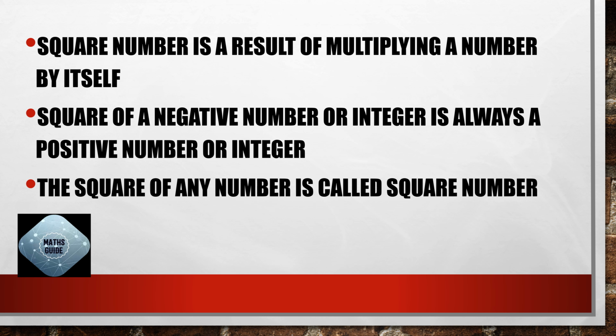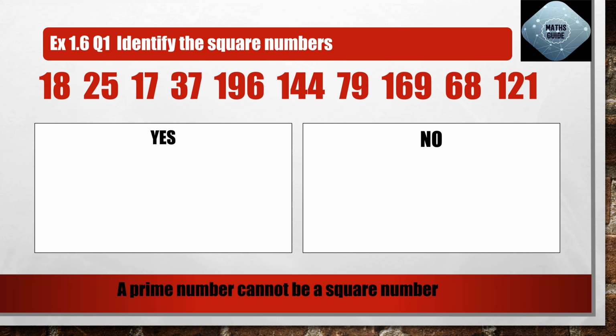But one thing should be noticed, that the square of a negative number or integer is always a positive number or integer. Let's see how. This is exercise 1.6, question number 1, and now we have to identify the square numbers. As you can see, a few numbers are given in the question and we have to choose which numbers are square numbers and which numbers are not. Remember, a prime number cannot be a square number. So 18 is not a square of any number.